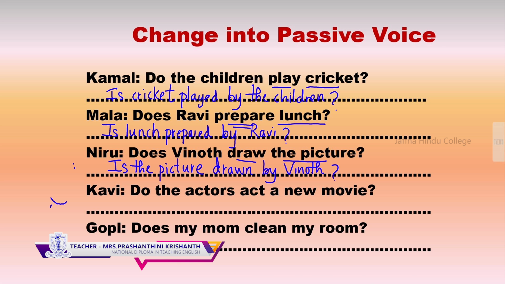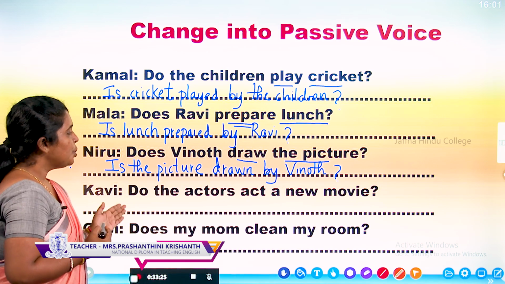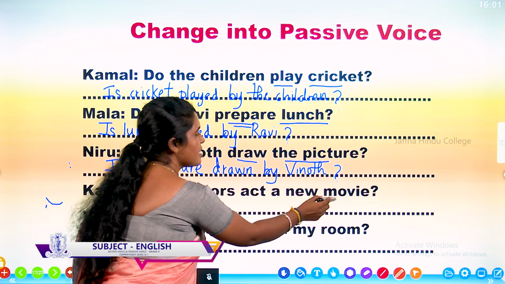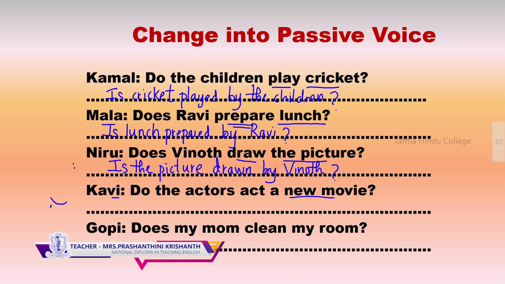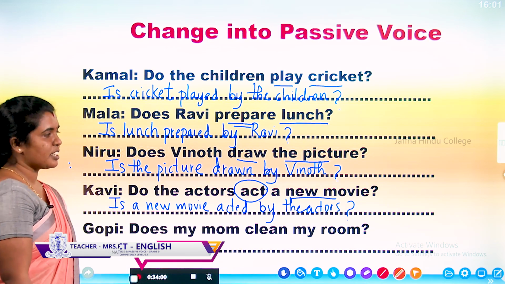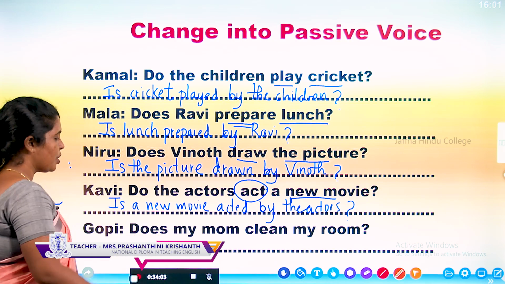Question mark. Number 4. Do the actors act a new movie? Okay, so here the object is a new movie. So is a new movie, past participle form of the verb, acted, by whom? By the actors. Is a new movie acted by the actors? Question mark.